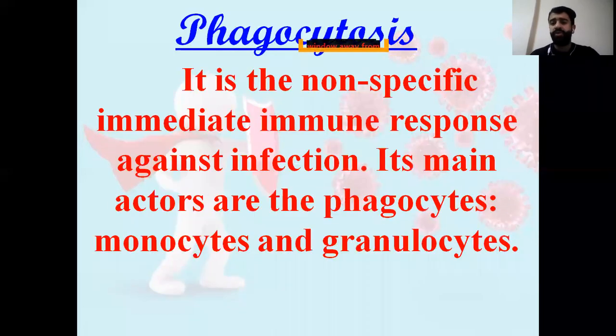We talk about phagocytosis. We said that phagocytosis is the non-specific immediate immune response. What is the meaning of non-specific? Meaning that it doesn't depend on the identity of the intruder, on the identity of the non-self. In addition to this, immediate immune response means that it starts immediately, instantaneously, and it doesn't wait for some time to start. The main actors for phagocytosis are the phagocytes. What do we call them? They are the monocytes and the granulocytes as well.